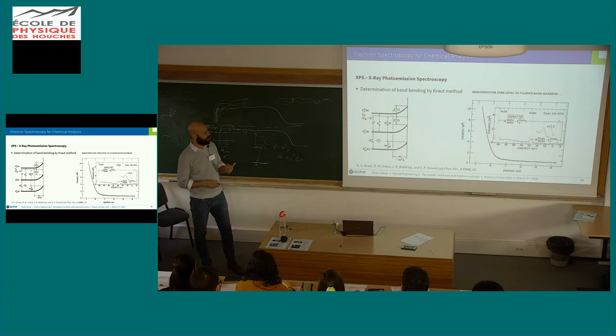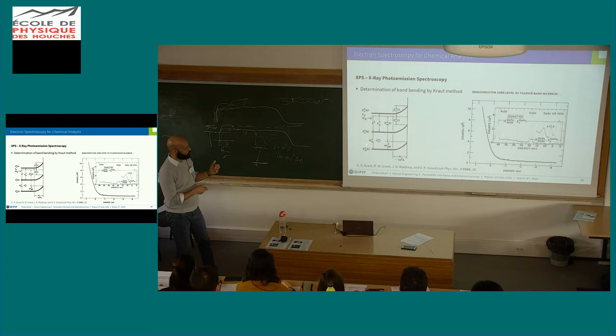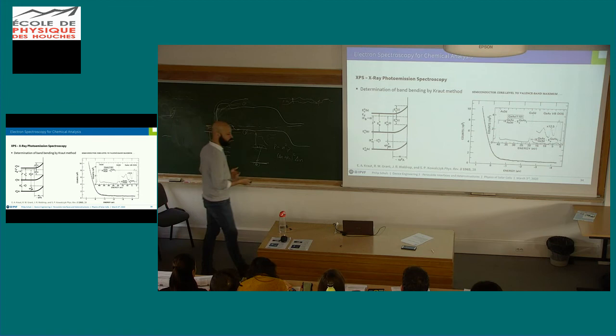In any case, by tracking the core level binding energies and looking into the bending towards the surface, you can infer the position of the valence band maximum by knowing the relative difference between the binding energy of this core level and the valence band maximum. There are a lot of detailed calculations in this paper that I can refer you to if you want to look into this in more detail.